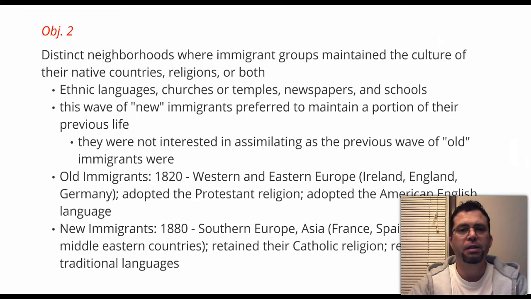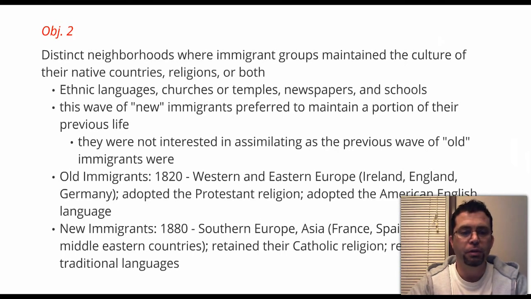We see distinct neighborhoods developing. Immigrants tend to stick together. The old immigrants coming into the country from Eastern and Western Europe, they wanted to be completely American when they got here. They wanted to leave behind all their old ways, their old languages, their old customs, their old religion, and adopt all of the American style. They wanted to be American.